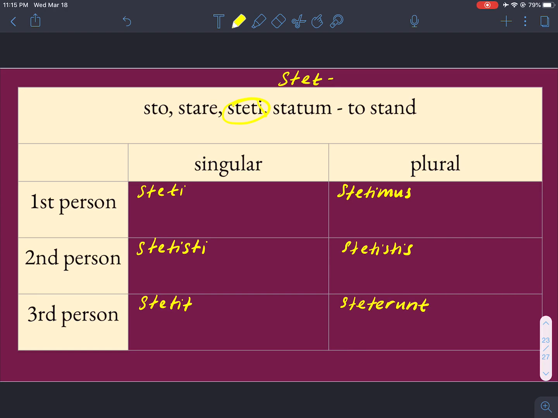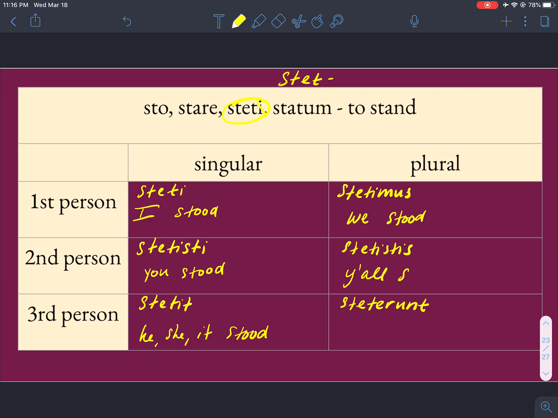Okay, and the translations are: I stood, you stood, he, she, it stood, we stood, y'all stood, and they stood. Okay, that's your answer for number 2.